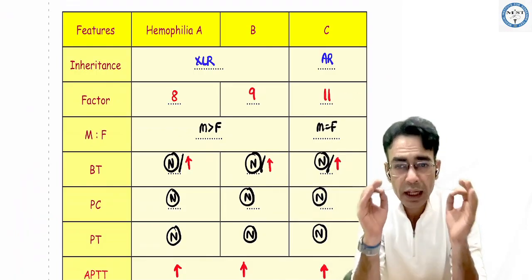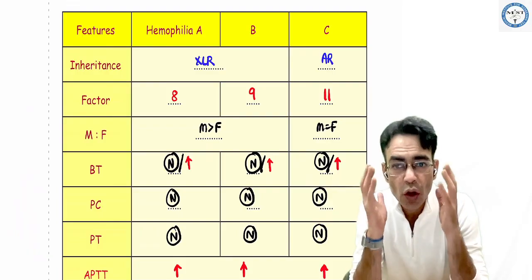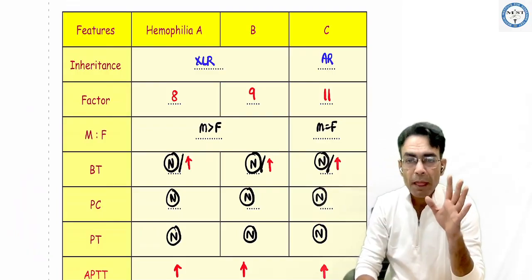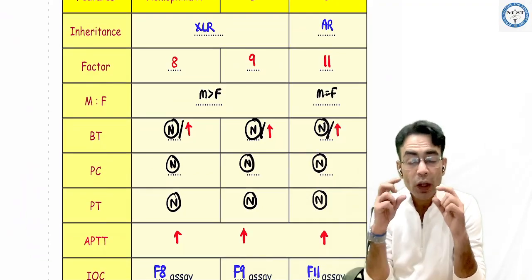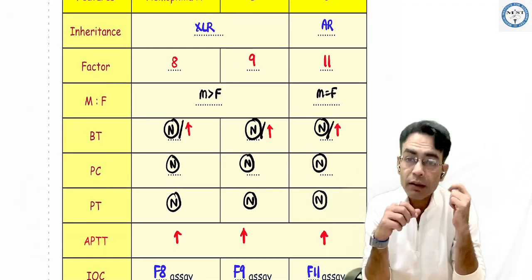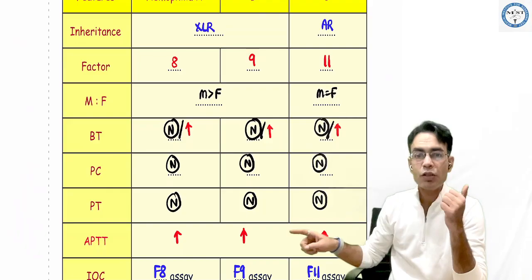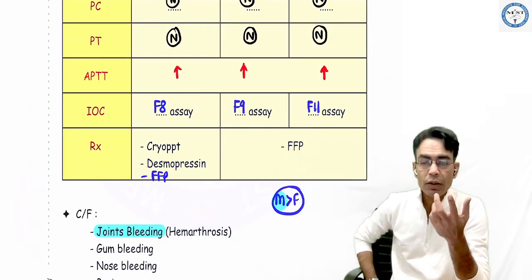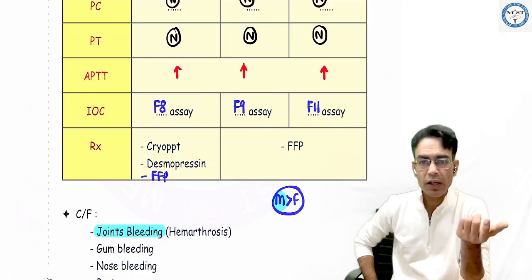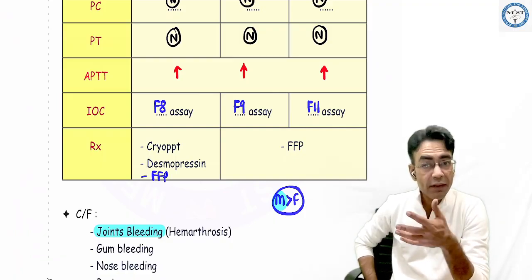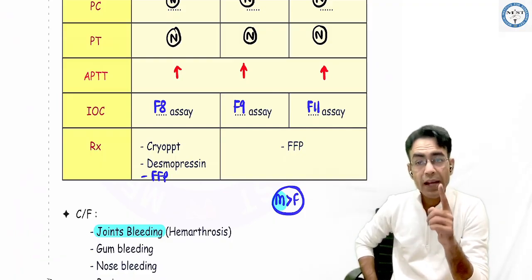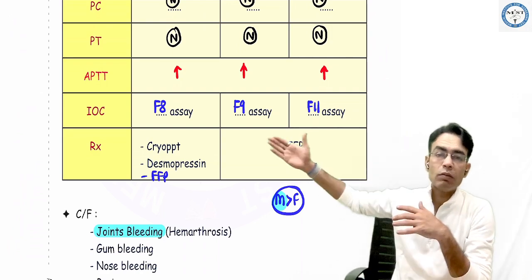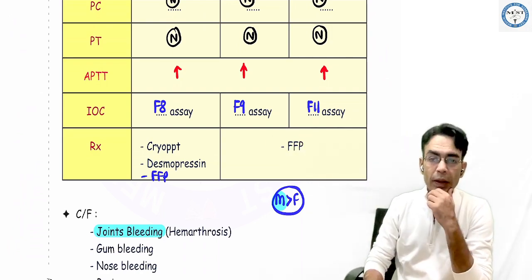Every investigation in patients with hemophilia would be normal except APTT, because 8, 9, and 11 are the coagulation factors of the intrinsic pathway. So APTT is going to be increased, everything else can be normal. How do you diagnose? Do the assays for the particular diseases. For factor 8 deficiency, that is hemophilia A, you give cryo and desmopressin, whereas for B and C, you give FFP.